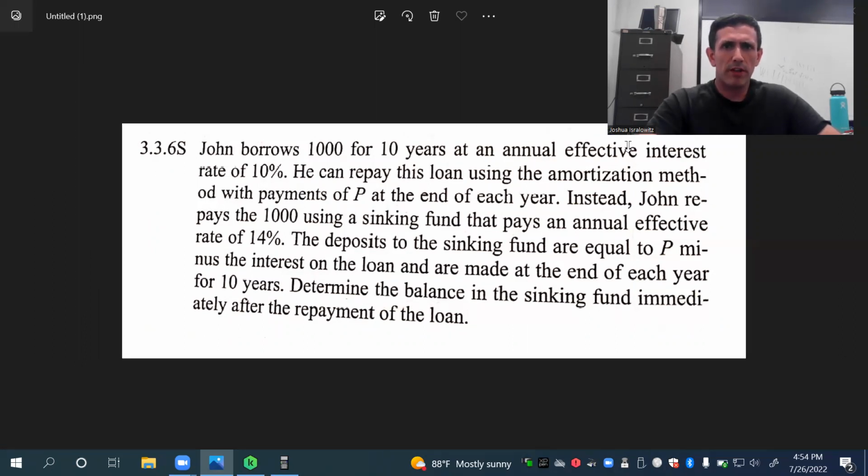Okay, so John borrows $1,000 for 10 years at an effective annual interest rate of 10%. He can repay this loan using the amortization method with payments of P at the end of each year. All that means is he just repays his loan the normal way, constant payments of P at the end of each year. Instead, John repays the $1,000 using a sinking fund that pays an annual effective rate of 14%. Deposits to the sinking fund are equal to P minus the interest on the loan and are made at the end of each year for 10 years. Determine the balance in the sinking fund immediately after the repayment of the loan.